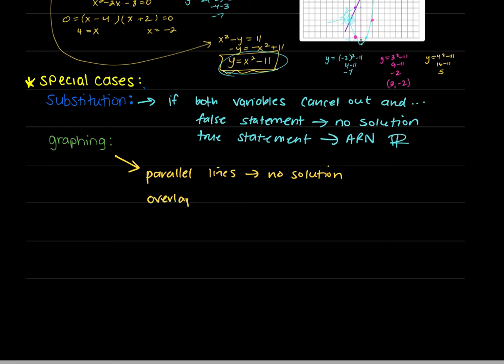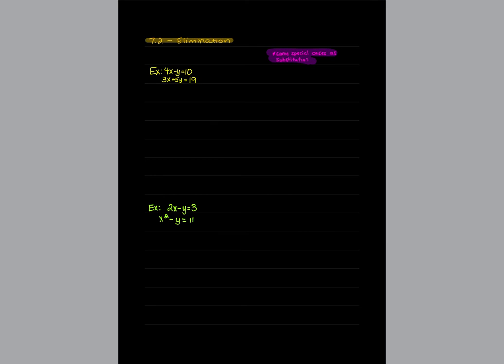Overlapping lines, so you end up with the same equation, would be all real numbers because every single answer would overlap. All right, then came 7-2, which was elimination. And again, with these, it will just say solve, and you can bounce back and forth between elimination and substitution. It's up to you. The only one that's going to force it is going to be the graphing.